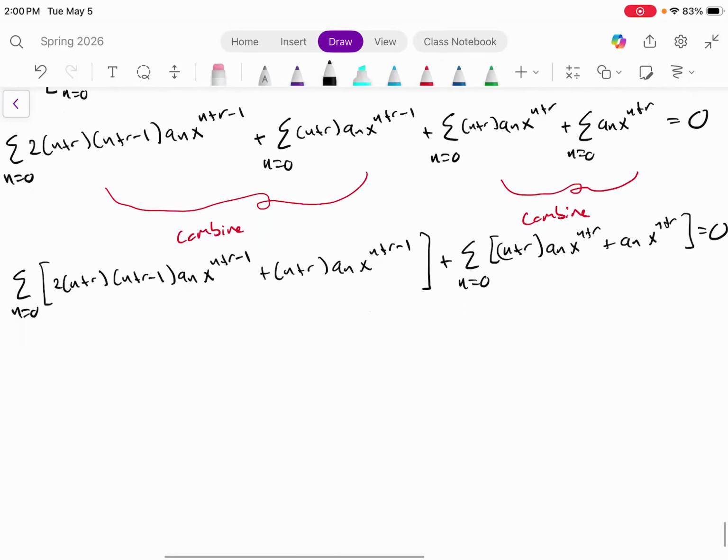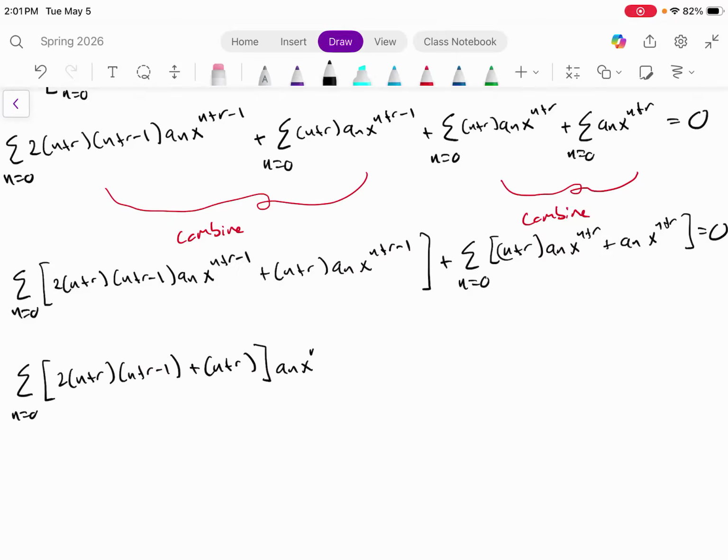Okay, so for both of these, I think I want to factor out some common terms. Like in this first series, they both have a sub n x to the n plus r minus 1. So I'm going to factor that out. What this will look like is a series n equals 0, brackets, 2 times n plus r minus 1. And I'm going to factor out the a sub n x to the n plus r minus 1. So I'm left with just n plus r here, brackets, and I factored this out, a sub n times x to the n plus r minus 1.